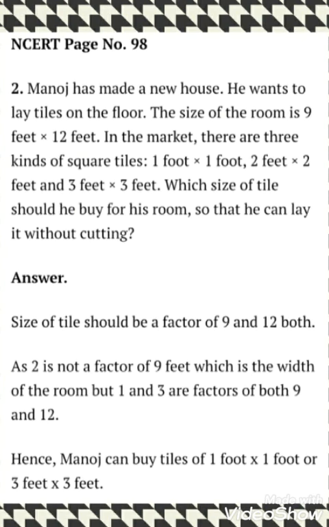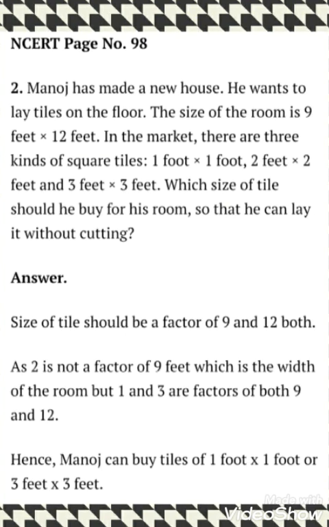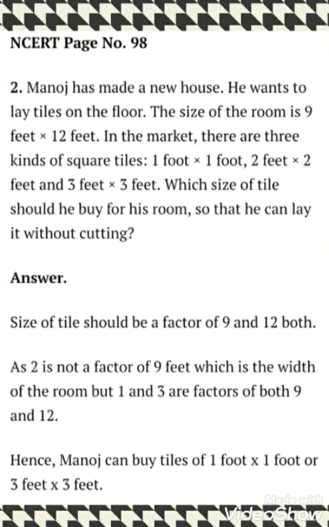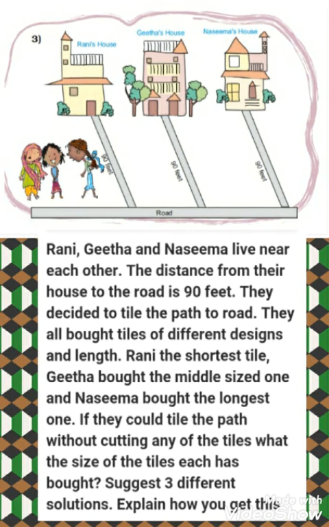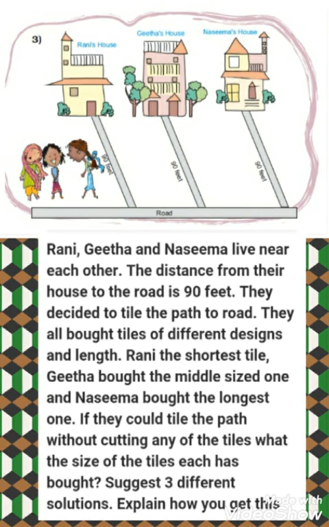Here 2 is not a factor of 9 but it is a factor of 12, but we are talking about the common factor of 9 and 12. 1 and 3 both are the common factors of 9 and 12. So either he can buy 1 into 1 foot or 3 into 3 feet tiles. Both will fit in his room perfectly and he will not have to cut. Now the third question. Rani, Geeta and Nasima live near each other. The distance from their house to the road is 90 feet.